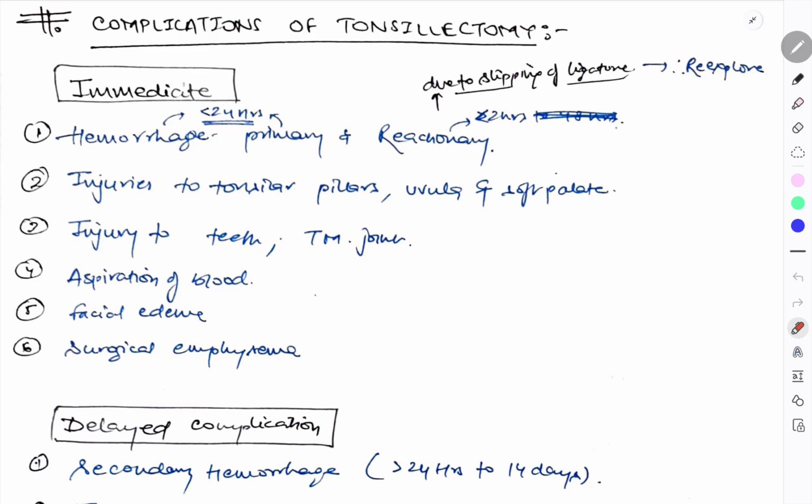Let's know about the complications of tonsillectomy. So we have immediate complications and we have delayed complications. In immediate complications, we have hemorrhage. So hemorrhage can be reactionary, means within 2 to 6 hours, and it may be due to slippage of ligature, or it can be primary within 24 hours. Other complications are injuries to tonsillar pillars, uvula and soft palate, injury to teeth, temporomandibular joint, aspiration of blood, facial edema, and surgical emphysema. So these are the immediate complications of tonsillectomy.